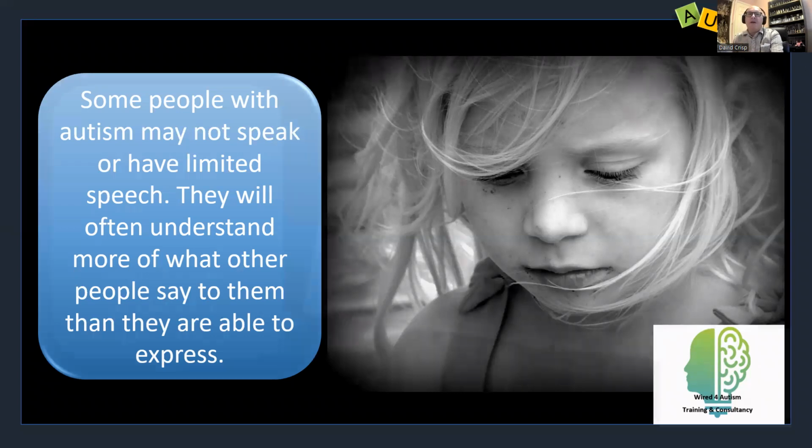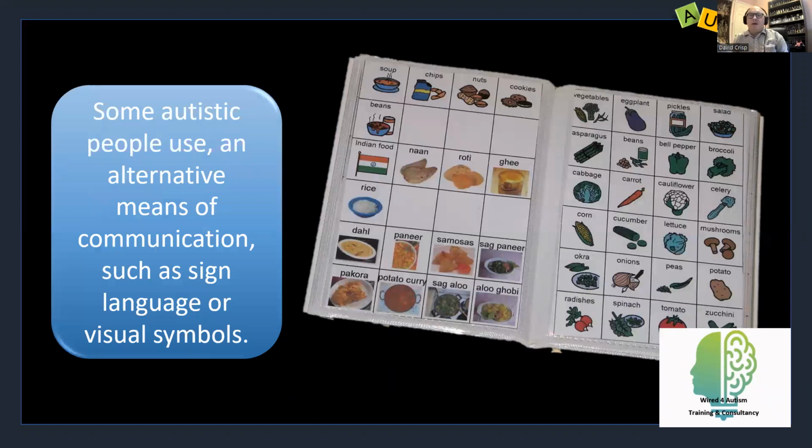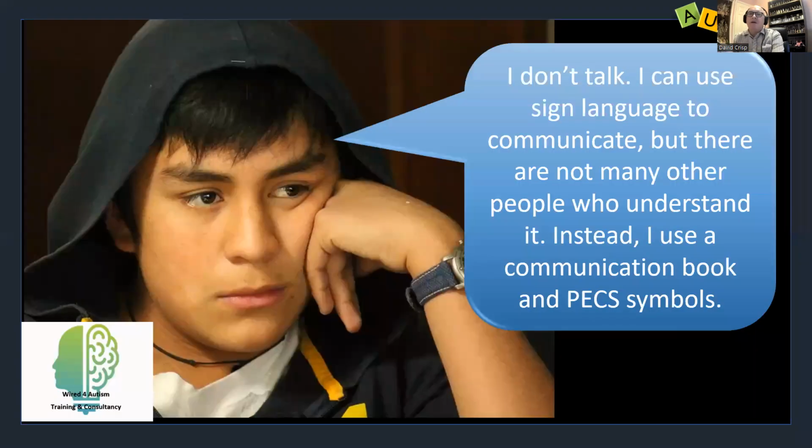So some autistic people, because of their language difficulties, use an alternative means of communication, such as sign language or visual symbols. This young man here: I don't talk. I can use sign language to communicate, but not many other people understand it. Instead, I use a communication book and PECS symbols. For those that aren't familiar with PECS symbols, I'm not going to go into great detail, because that will be in another video in a few weeks' time. It means Picture Exchange Communication System. Basically, it's a series of picture cards that enable that person to communicate and other people to communicate to them.